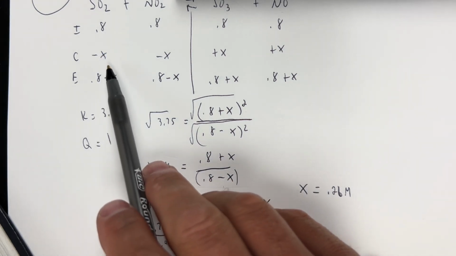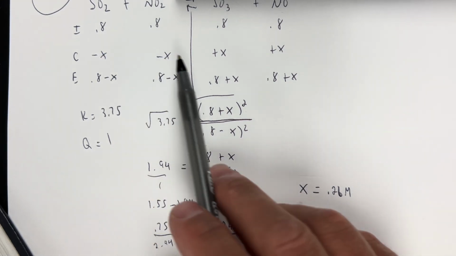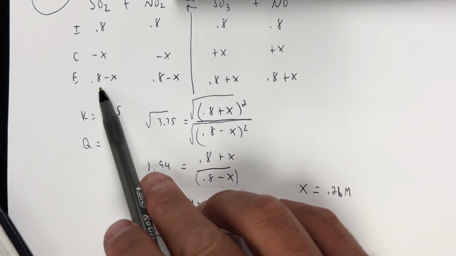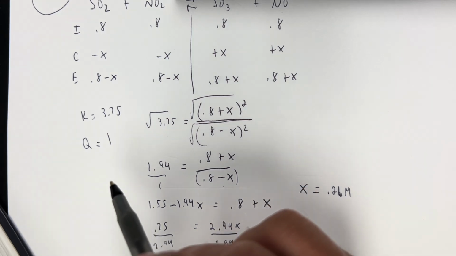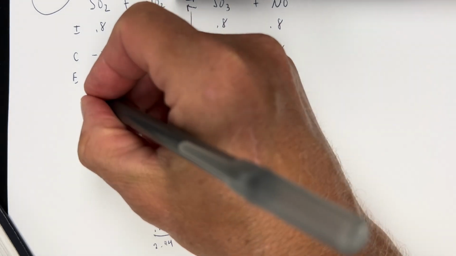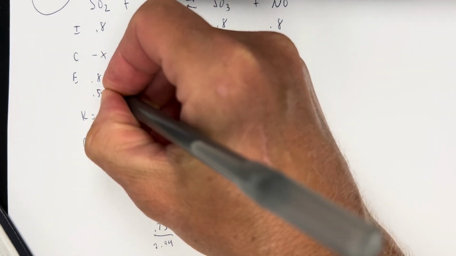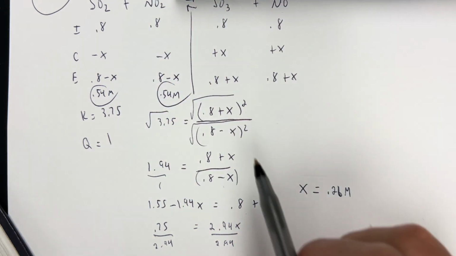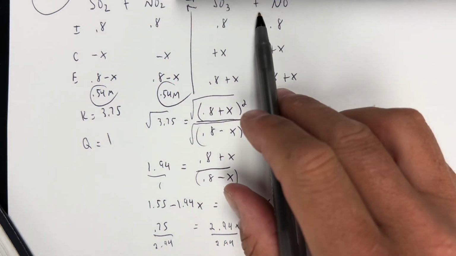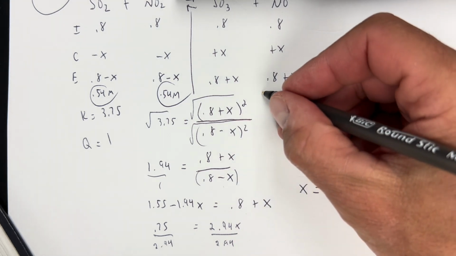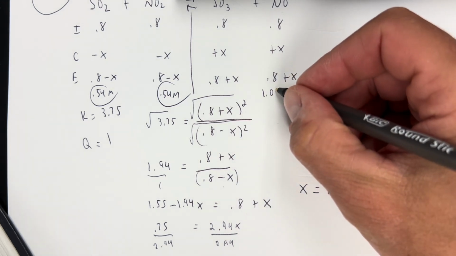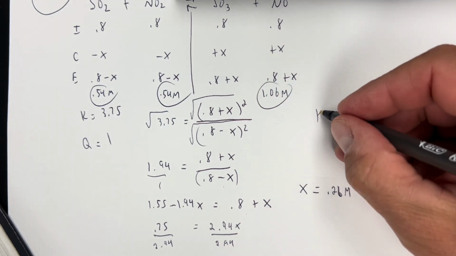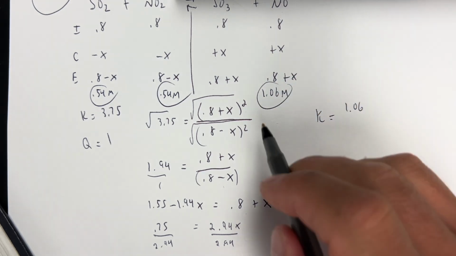So go back up here. This one's going down by 0.26. This one's going down by 0.26. These are both going up by 0.26. So SO2 and NO2 would be 0.8 minus X, which is going to be 0.54 molar and 0.54 molar. These will both be 0.8 plus X. So both of these at equilibrium would be 1.06 molar.